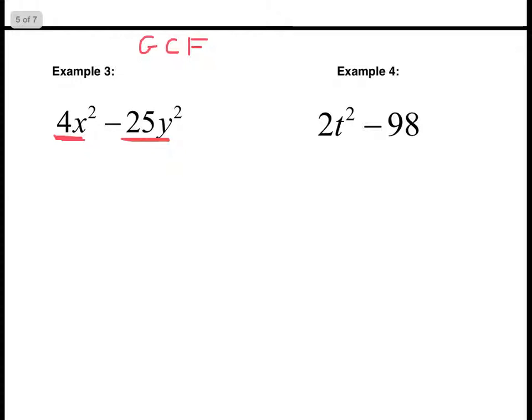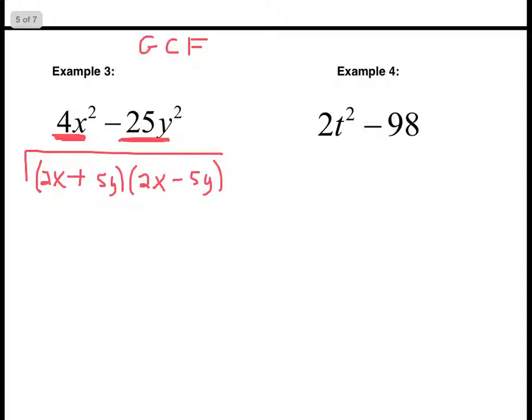No GCF. So I'm going to set my parentheses up, and then I'm going to take the square root of 4x squared. So I would get 2x, because 2x times 2x is 4x squared. So I put the 2x there and the 2x there. Then I take the square root of 25y squared, which would be 5y. And then I put it on both sets of parentheses. Then what do I put in the middle? I put a plus and I put a minus sign. And there is my answer. And you can always FOIL to check.